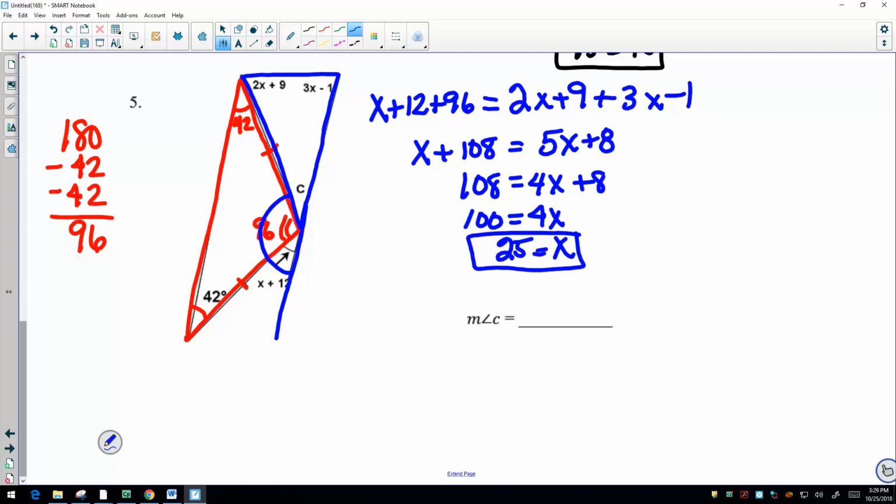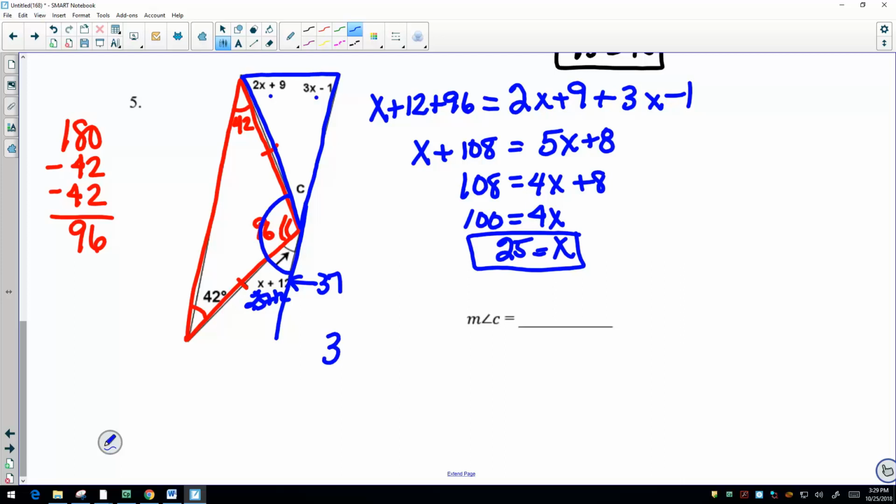We could find the top two angles of this triangle, subtract it from 180 to find C. We could use the fact that the exterior angle plus C is equal to 180, and that's actually the way I'm going to go with this. So if I added in here 25 that we found for x plus 12, that's going to leave this angle to be 37.